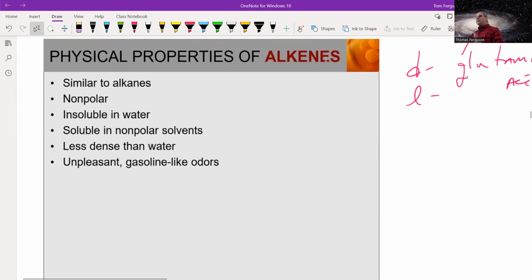Okay, physical properties. Like alkanes, they're very non-polar. They have very low intermolecular forces. That means they have low boiling points, low melting points, and low surface tension. Always are 3 parts.